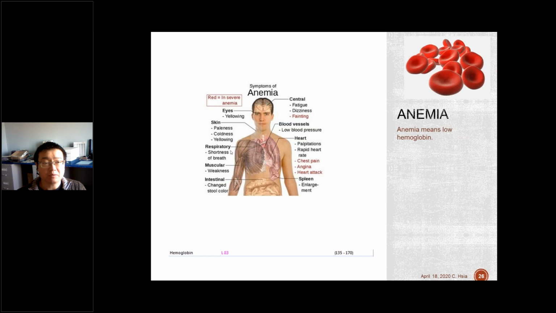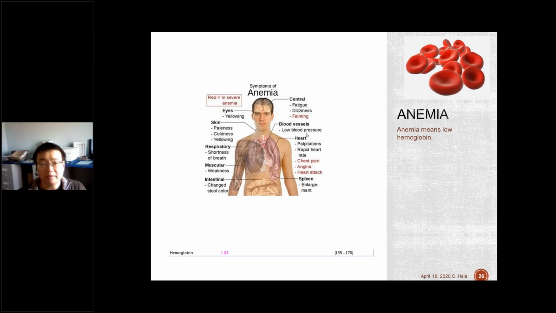The muscles, whether it's the respiratory muscles or the skeletal muscles, you might feel weaker. If you're not delivering oxygen, then the heart and lungs work harder. So the lungs are working harder, and you feel more short of breath. If you're not delivering oxygen to your intestinal cells, then you might have abdominal symptoms. And if the cause is that the red cells are breaking apart, it might cause yellowing of your skin and eyes, and also changes of color of your stool. It might be more pale.